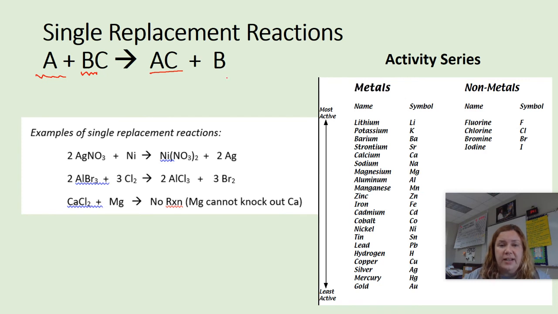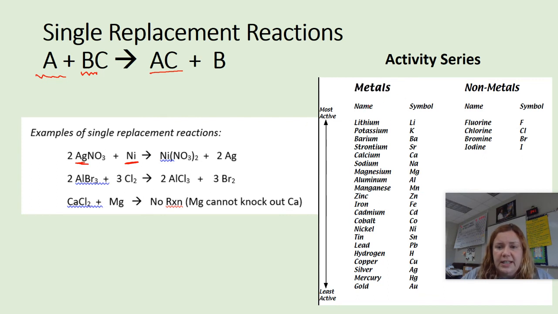Now we have to decide if that's even possible. So let's look at some single replacement reactions. We have silver nitrate and nickel. Nickel is our single, and nickel is a metal. So we look to see, can it knock out silver?